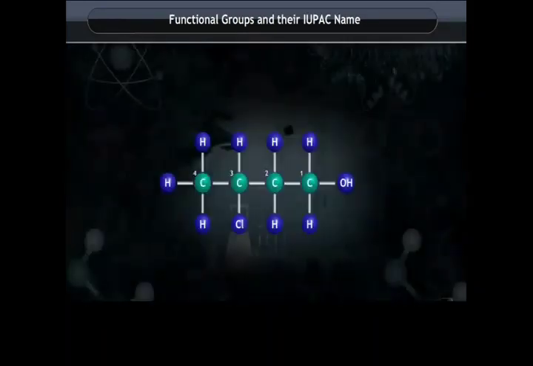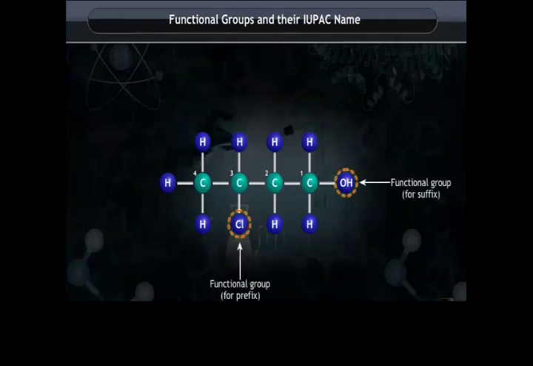Write the name of the given compound. Here the compound has Cl and OH functional groups and their positions in the carbon chain. The word root is but, the prefix is 3-chloro and the suffix is ol. Thus the name of the compound is 3-chlorobutanol.